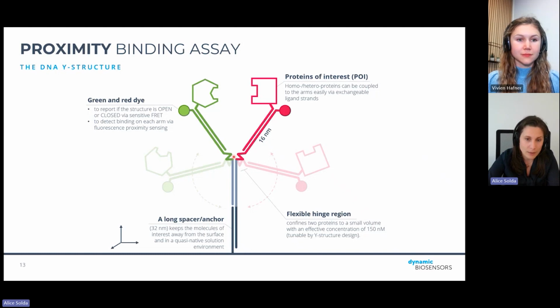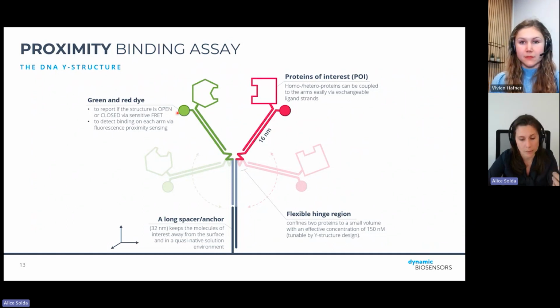You have basically a long stem and then two arms. On top of the two arms, you have the two different dyes that can be used for measuring the binary binding by simply using the fluorescent proximity sensing, which is our standard technology. But also, thanks to the proximity, you can measure FRET. And on top of the two arms, since these two DNA sequences are actually different, you can add homo or heteroproteins that can be coupled very easily on the structure.